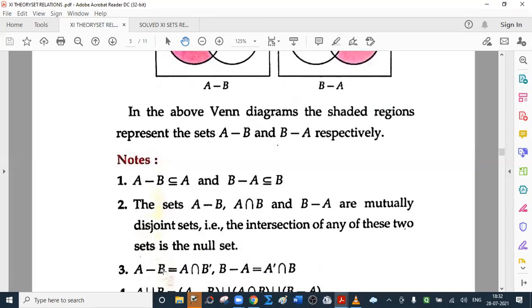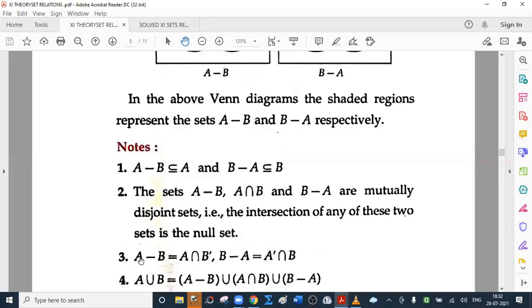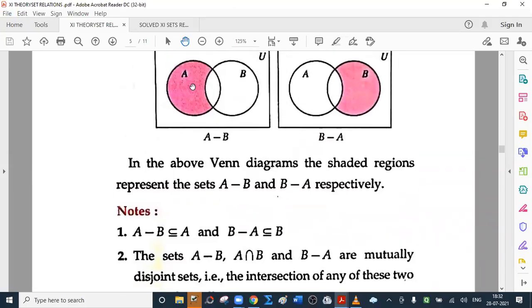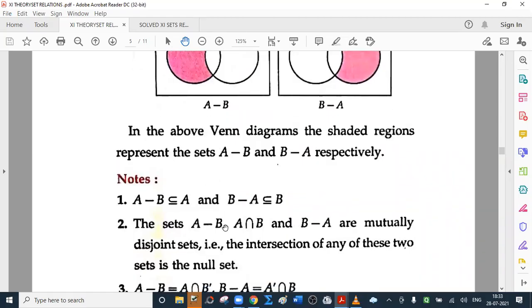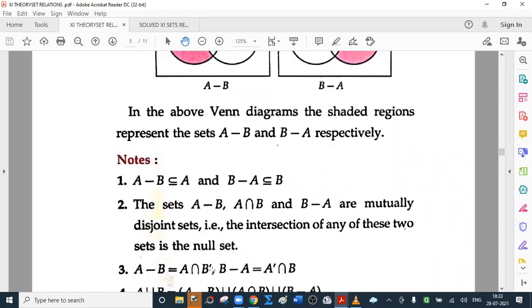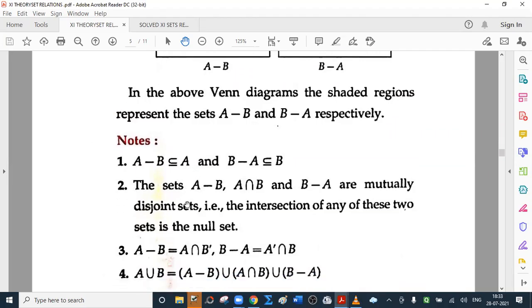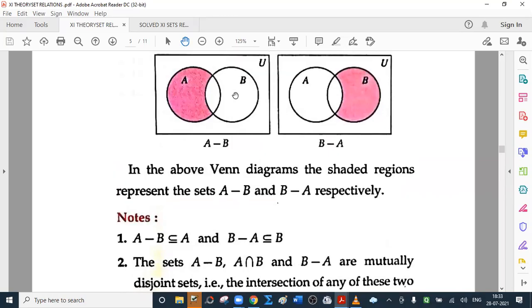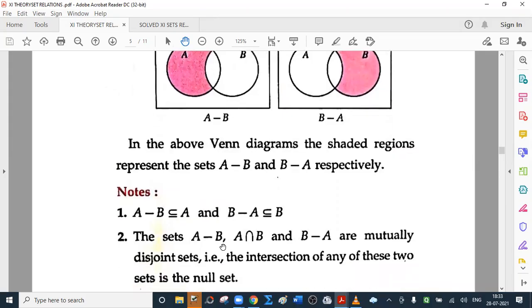Now this is interesting. A minus B, I have already explained this. How will you describe A minus B? A but not B. 'But' means 'and', and not B means B dash. So A and B dash. Similarly, what is B minus A? B but not A, and not A means A dash. So A dash intersection B. And finally, what is A union B? See the diagram, this complete part. So A union B comprises A minus B, A intersection B, and B minus A.